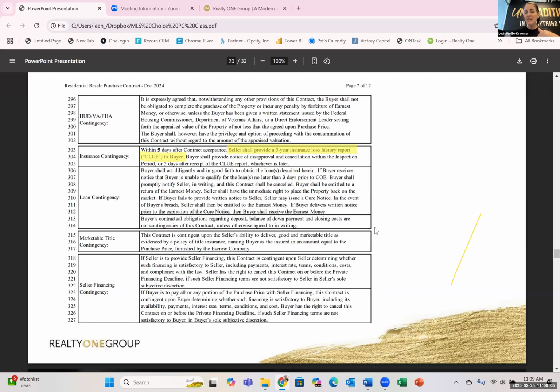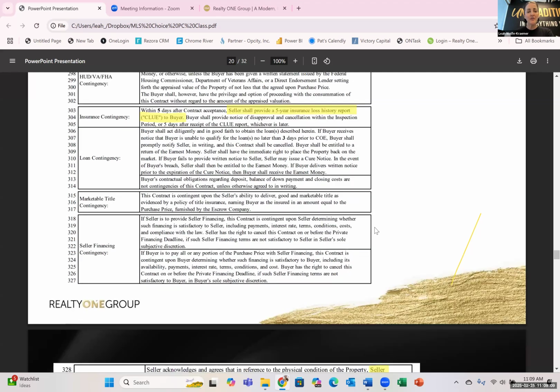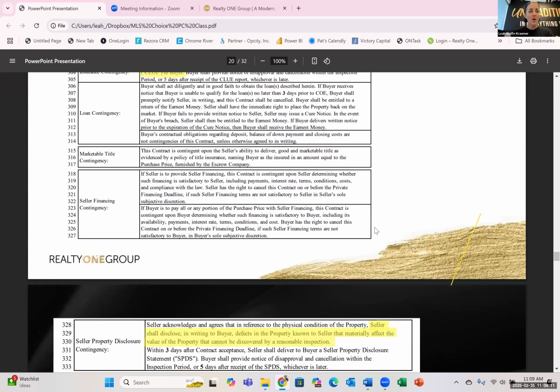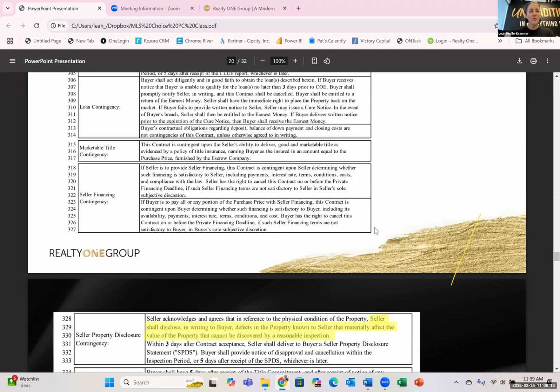All right, loan contingency: same obligations, same timeframes there, same ability to issue a cure if something is missed. Marketable title, we do have that in our AAR contract. I like that it's separated out here, so it's its own independent clause. That seller has the ability to deliver good and marketable title as evidenced by a policy of title insurance.